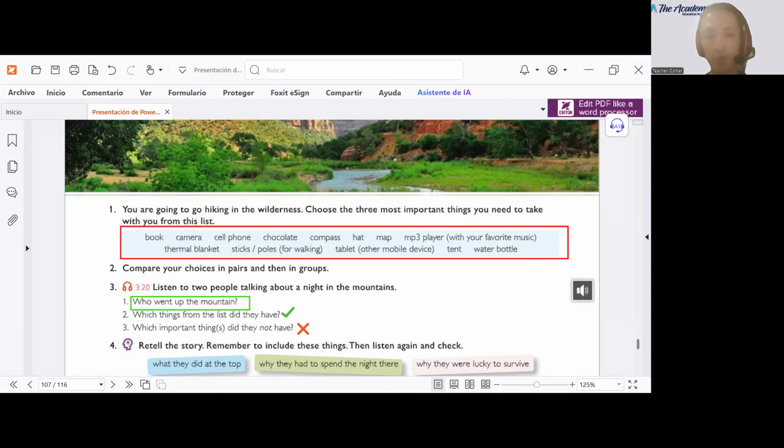Okay, let's listen one more time. Remember, this is what we need to identify. First of all, who went up the mountain? And then we need to identify which things from the list they had, and which important things from the list they didn't have. Okay, use the virtual pencil. Ya les habilité el lápiz virtual. Recuerden, utilicen aquí y coloquen en mi pantalla, okay, on my screen according to what you listen. Okay, so here we go one more time. Listen carefully.